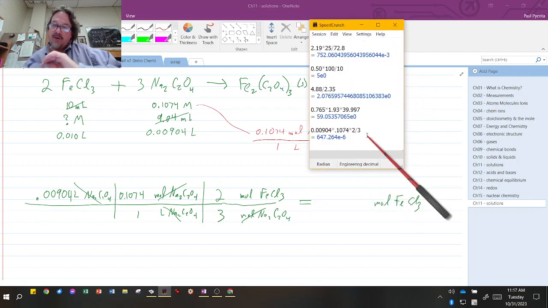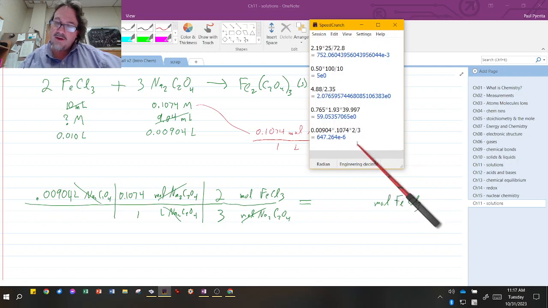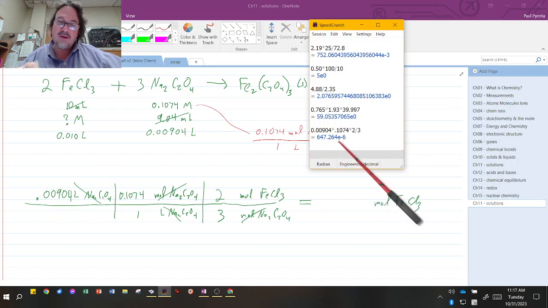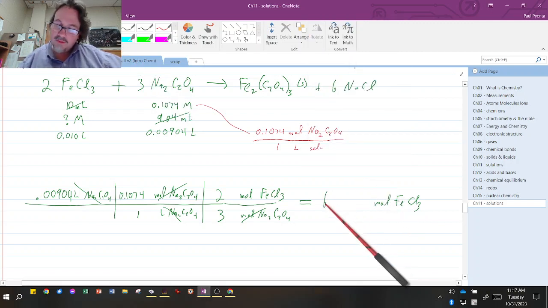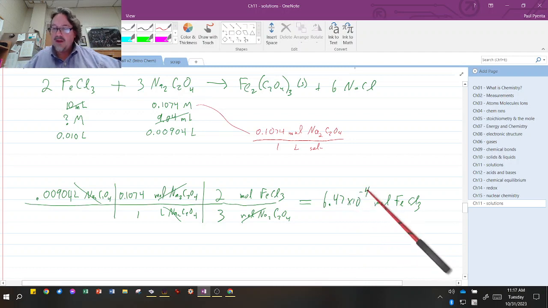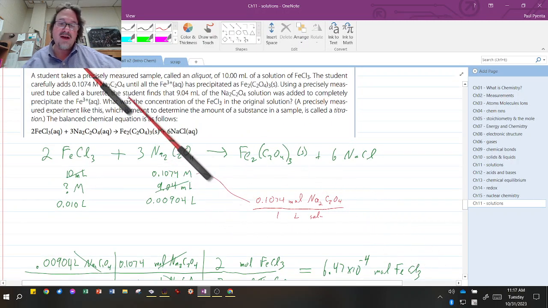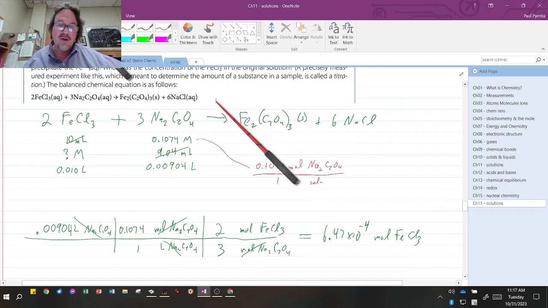Okay, there we go. 647 times 10 to the minus 3, or in other words, 6.47 times 10 to the minus 4 moles of iron 3 chloride. That's almost what they asked me for. They asked me for the concentration of that solution. Well, I've got how many moles were in that solution, and over here I do have the volume.